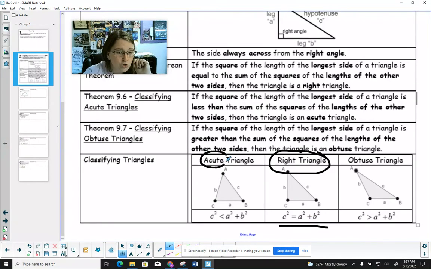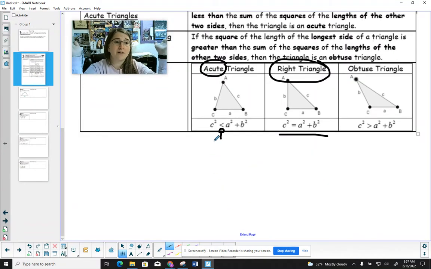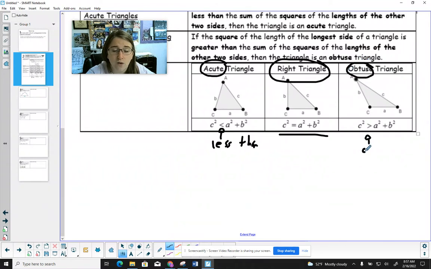We have an acute triangle for, if you want to add a little note here, acute, remember, means less than 90. So acute means less than. And we have an obtuse triangle if it's greater than. So this will make more sense in the problems. But again, think acute, less than, obtuse, greater than. We should understand that. And again, equal to, right triangle.